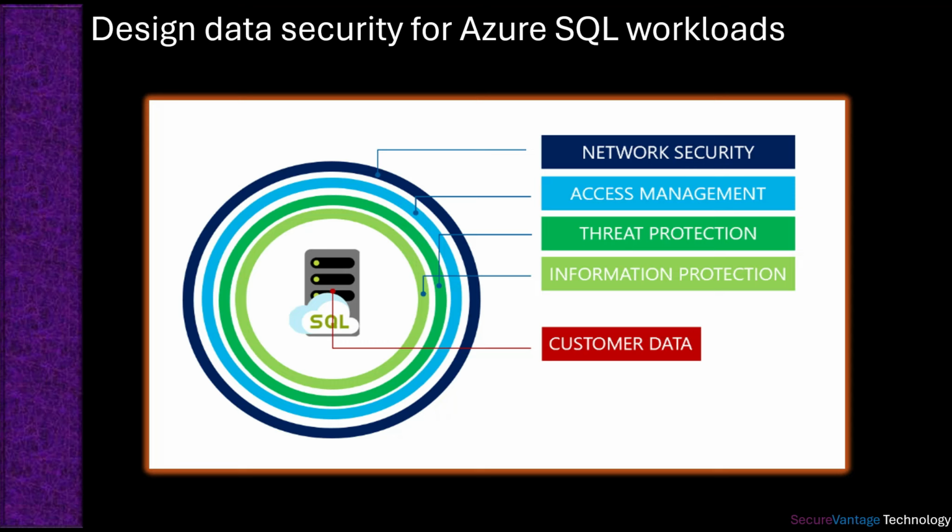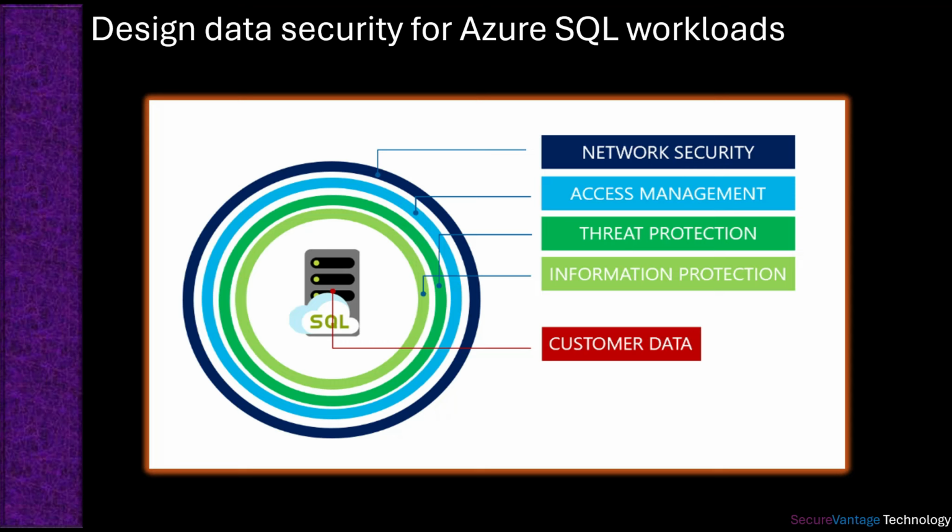Second layer is access management. This is like showing your ID before entering a secure area. Azure offers two main types. SQL authentication means you can use username and password just like logging into your email. Or Microsoft Entra authentication. And this is more advanced and ties with your organization's identity management, which makes it easier to control who has access across all your Azure services.